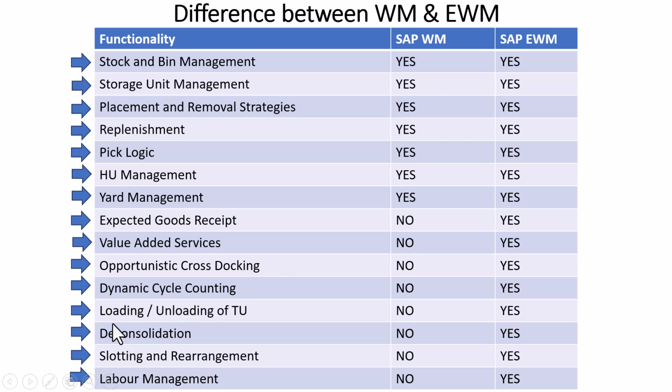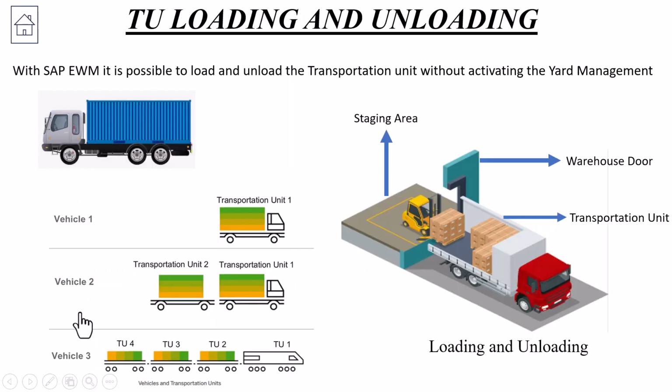Now let's go to loading and unloading. As you know, there is a concept called transportation unit. This box container is normally what we call a container. This box-like figure is nothing but a transportation unit, and this is called the active vehicle. The active vehicle is different from the transportation unit.